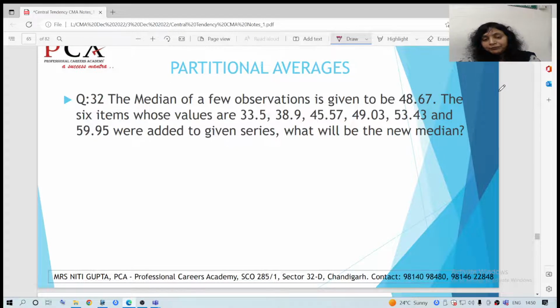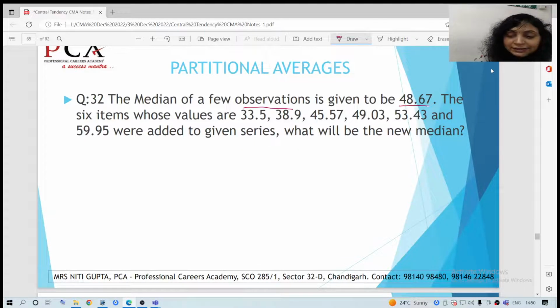Next one. This is a very interesting question, and this type of question is very much asked in the question papers, because these are quite confusing ones. So just read the question carefully. The median of few observations is given to be 48.67.